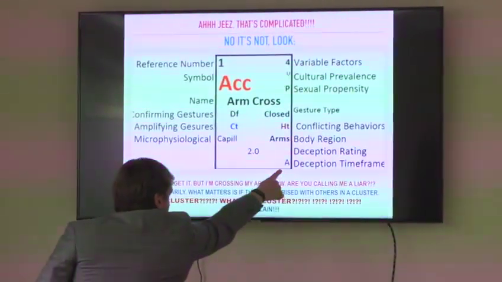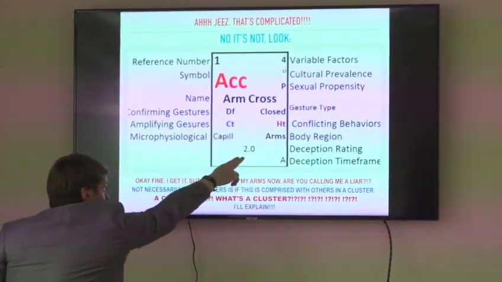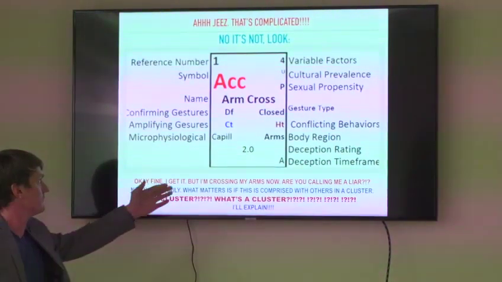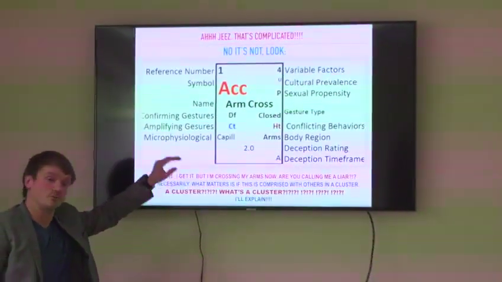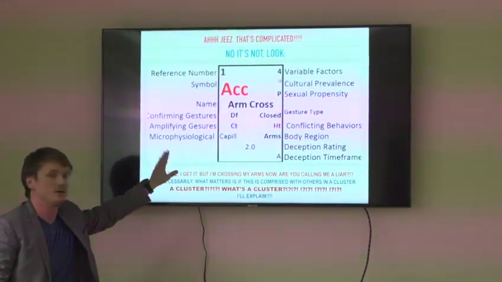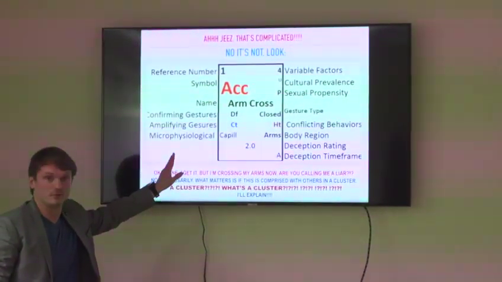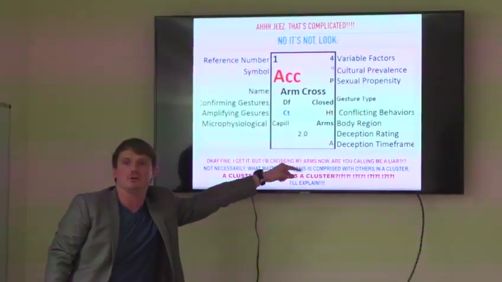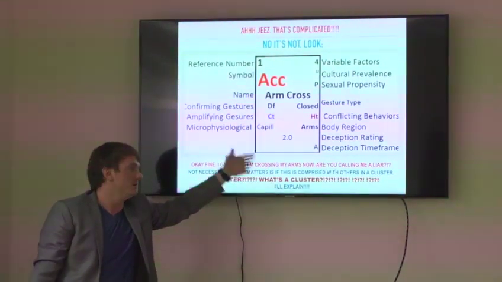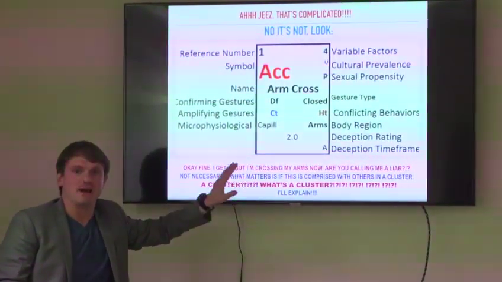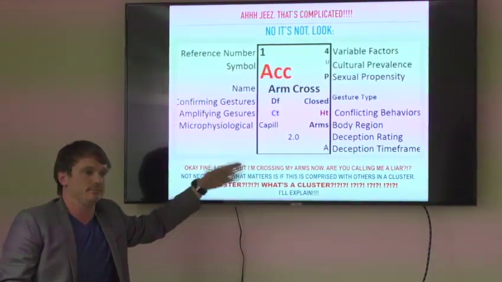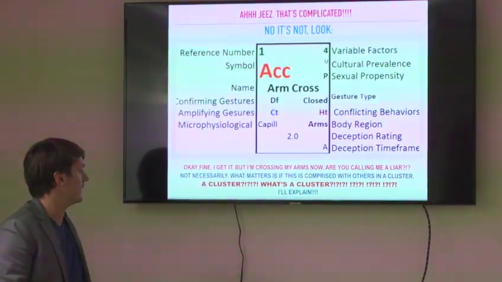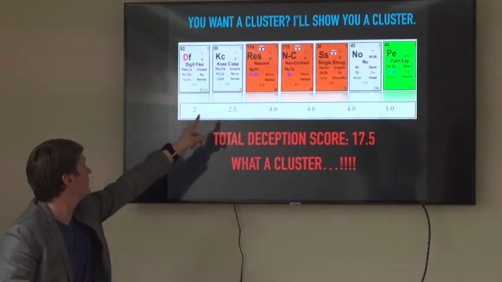Deception time frame. Down here you have a deception scale. It's 1 through 4. So it's a 2, which means you might not be able to trust this person, especially if they're exhibiting it after you ask the question, if it's an interrogation. If it's an interrogation and they exhibit this after they've answered, then consider the 2.0. All right, now cluster, here's an example of a cluster.